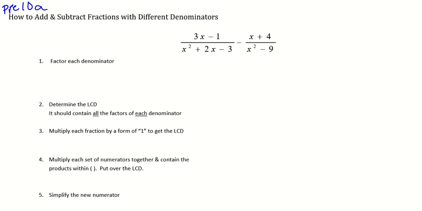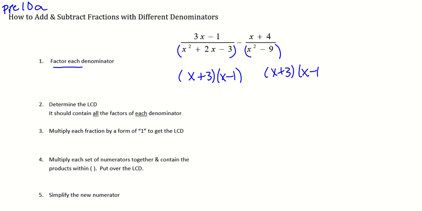So here are the steps we're going to follow. The first thing we're going to do is factor each denominator to help us find the LCD. So if I do that here, then I have my denominators, which this is going to factor as x plus 3 times x minus 1. And then this denominator, which factors as x plus 3 times x minus 3. Now I'm going to determine my LCD, and that LCD should contain all the factors of each denominator. So I need enough factors that would contain each denominator.